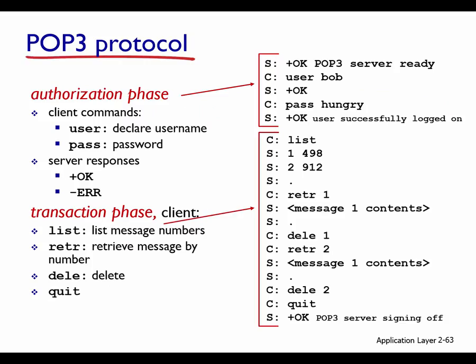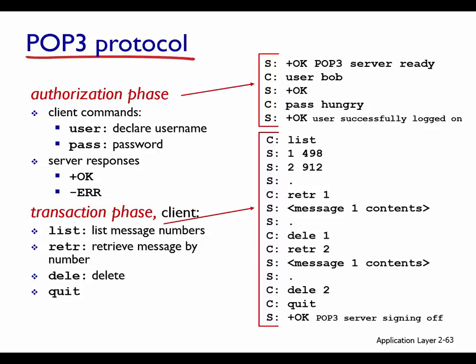So here's some basics of how the POP3 protocol works. There's an authentication phase where, once the mail system comes up, the server lets you know that it's ready. The client can send a username and password, and there's a response back from the server that lets you know that it recognizes the username and password, responding either with a plus OK or a negative error.